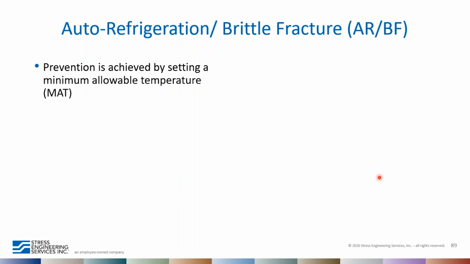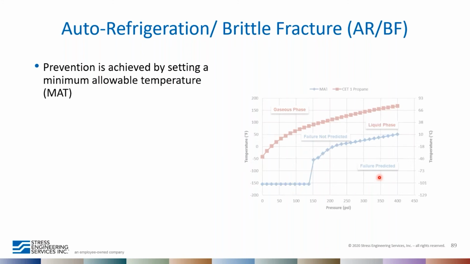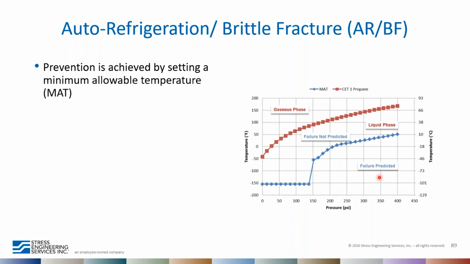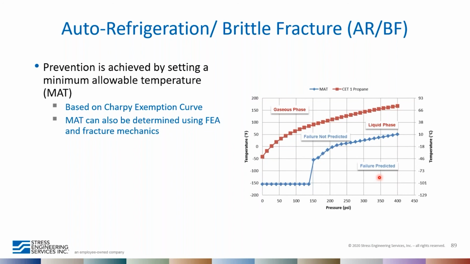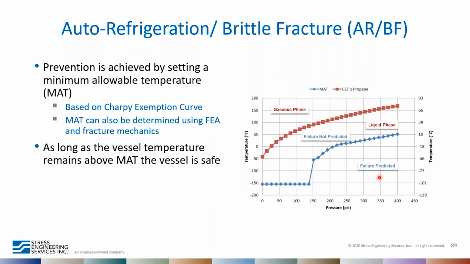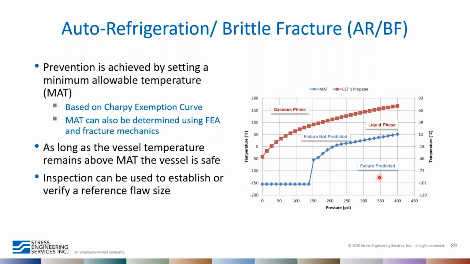And so the way that we prevent against brittle fracture is by setting a minimum allowable temperature, which again is based on those Charpy exemption curves, and can also be determined using more advanced techniques such as FEA and fracture mechanics. So in general, as long as the vessel temperature remains above the MAT, the vessel is safe. And finally, we assume that such a fracture would occur from an existing flaw, and it's possible to inspect the vessel to prove out that there is no flaw larger than this size. So if you're interested in this topic, there's another webinar by my colleague Kanan on auto-refrig brittle fracture, and we both work in this area and can provide general guidance.